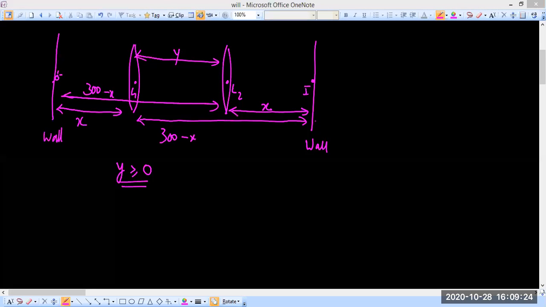So I will not explain again. Based on this diagram, do you see that y plus 2x is equal to 300?